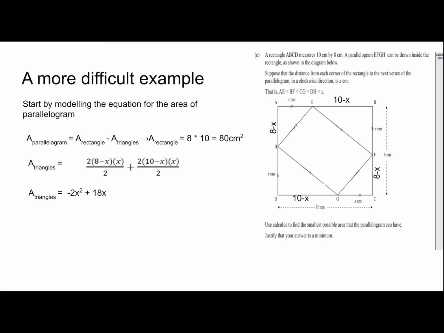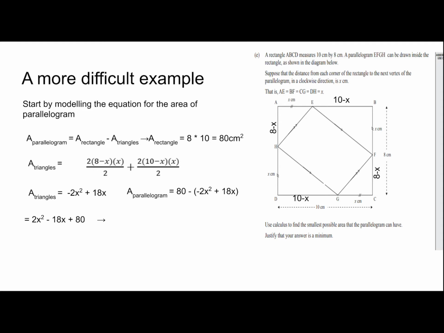Therefore we can substitute back into our original parallelogram equation. The area of the parallelogram equals the area of the rectangle minus the area of the triangles. Double negative makes a positive, so 80 plus 2x squared, and a negative and a positive make a negative, so 80 minus 18x. That is our equation for our parallelogram.